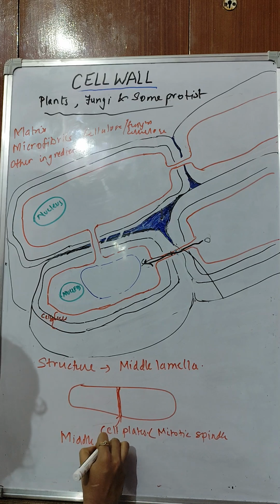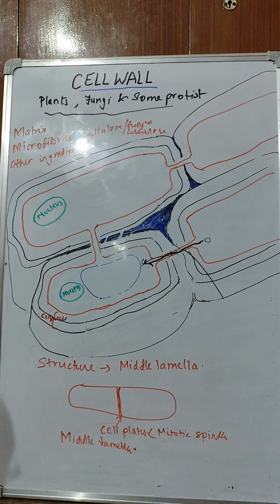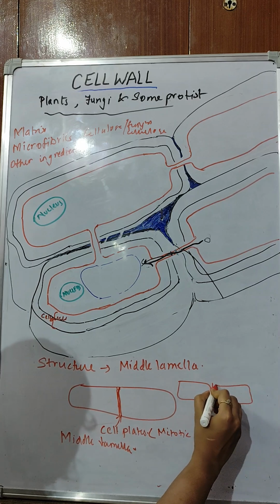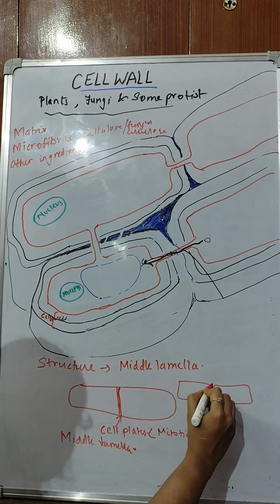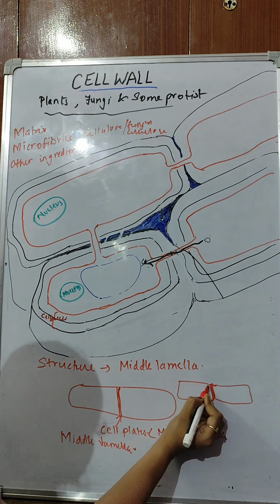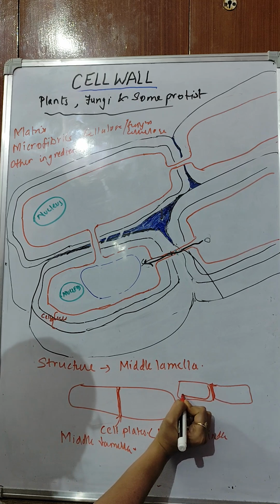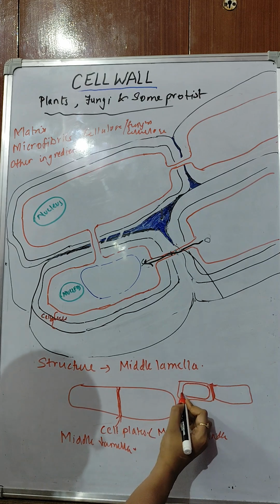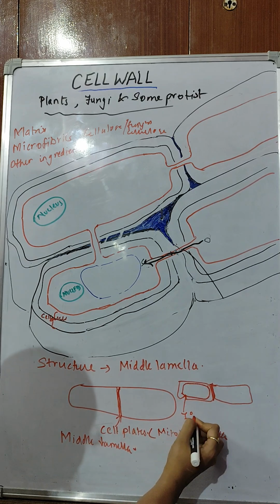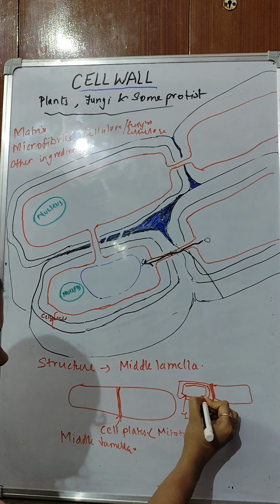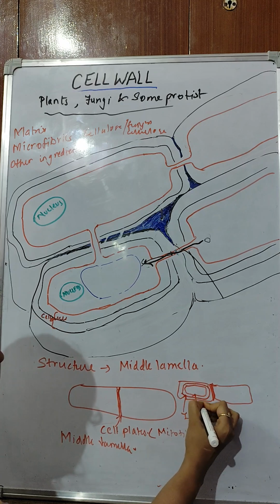So what is the middle lamella? Middle lamella is actually a cementing material, or you can say it is the material which is deposited between the two cells to connect these two cells together. This is the middle lamella. Now inner to this middle lamella, the cell wall is formed. This cell wall will be known as the primary cell wall. With time, the next cell wall will form inner to this primary cell wall, and this cell wall will be named the secondary cell wall.